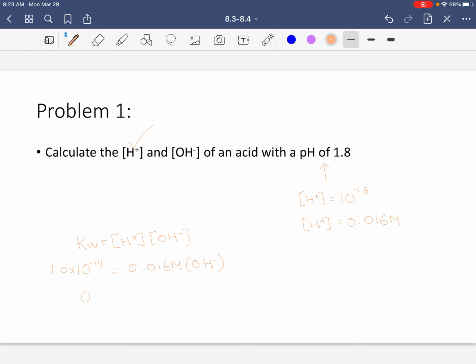And I'm sure you guys are going to be able to solve for this, right? Okay. Let me just solve this for you. OH minus is going to be Kw divided by 0.016. And the answer, of course, is 6.25 times 10 to the power of negative 13. Okay.